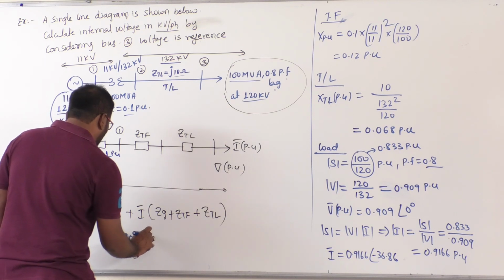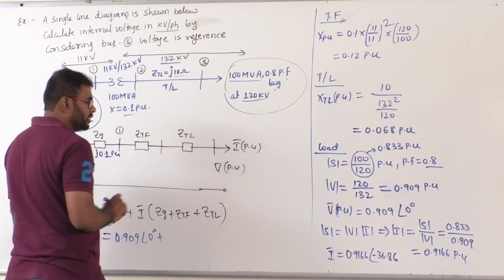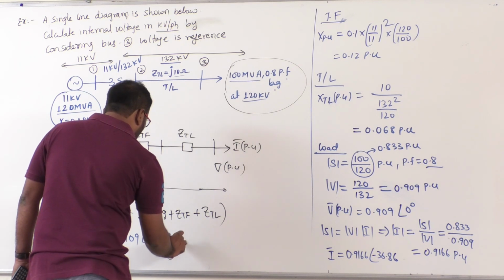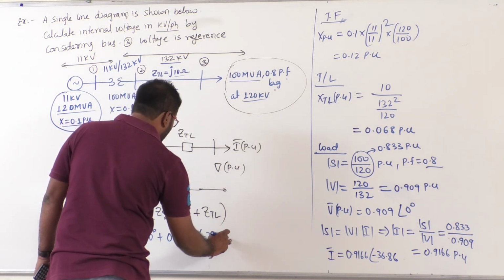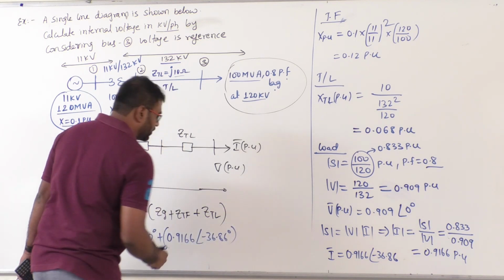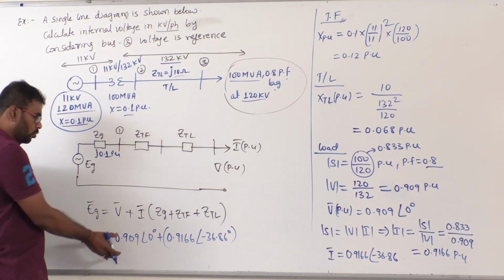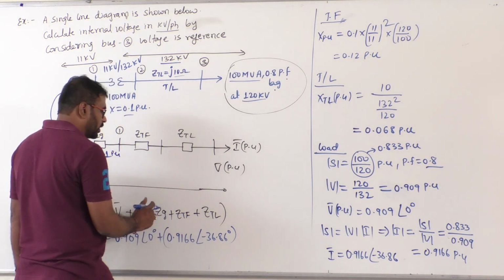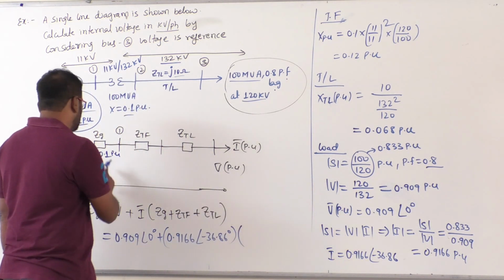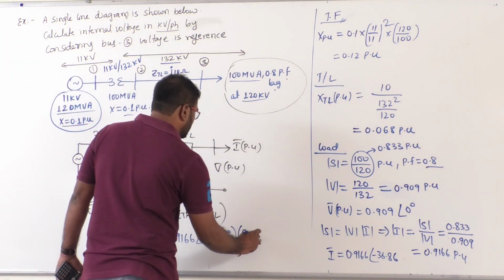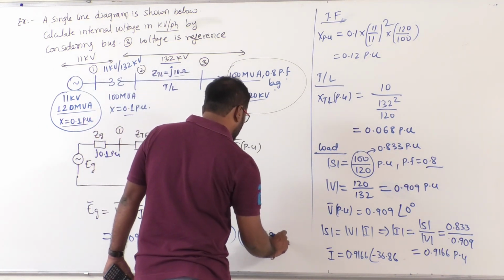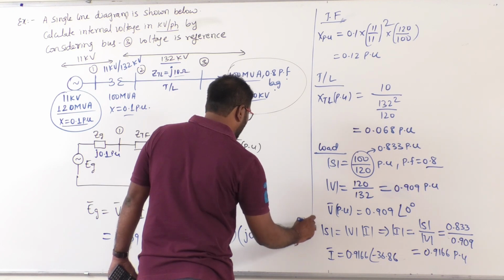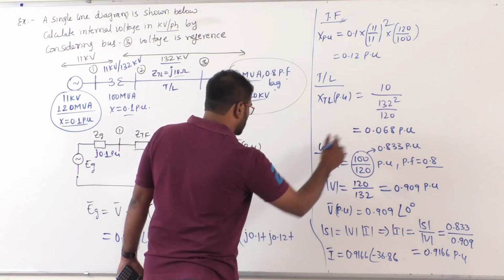0.909 at an angle 0 degrees plus the current 0.9166 at an angle minus 36.86 degrees. Clear? That's about the current. Voltage plus current multiply with what? The total impedance. J0.1 here, generator. Now transformer J0.12, then transmission line. Transmission line is J0.068.